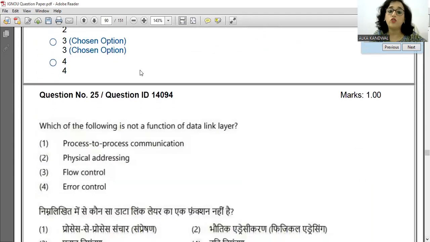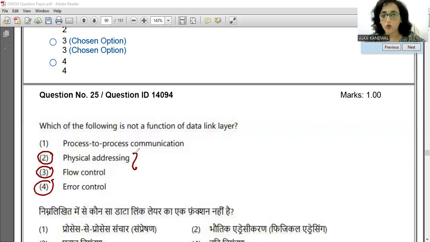Which of the following is not a function of data link layer? So process, now see, physical addressing इसका function है, flow control, error control, ये तीनों फंक्शन है। प्रोसेस टू प्रोसेस कम्युनिकेशन नहीं है। डेटा लिंक लेयर जो होता है उसकी रिस्पॉन्सिबिलिटी एंड टू एंड कम्युनिकेशन होता है। So again, the layers I will take up in detail. Okay, all the layers, application layer, physical layer, presentation, उन सब के detail में हम function जरूर करेंगे. So don't worry about it.